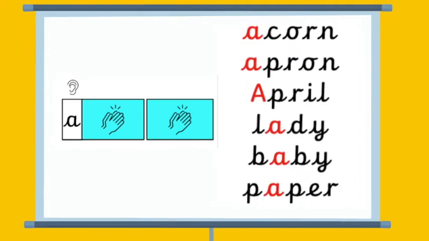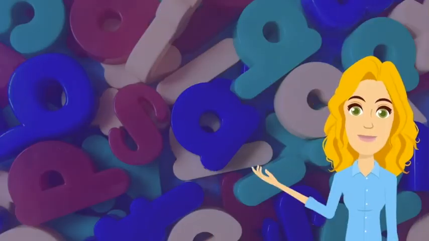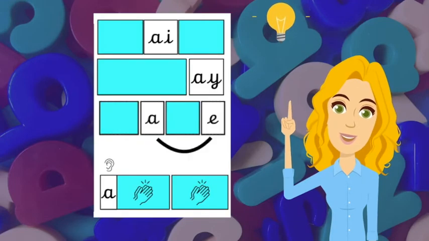But when we see an A at the beginning of a two-syllable word like acorn or apron or April, or near the beginning of a two-syllable word like lady, baby, or paper, we would use the letter name rather than the letter sound when we see the letter A. So there you have it, 4 really simple rules to support children in Year 1 to learn phonics spectacularly well.